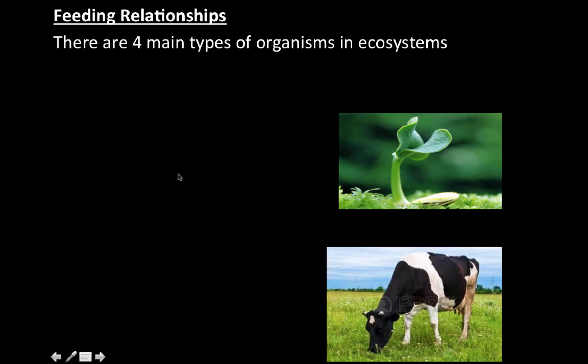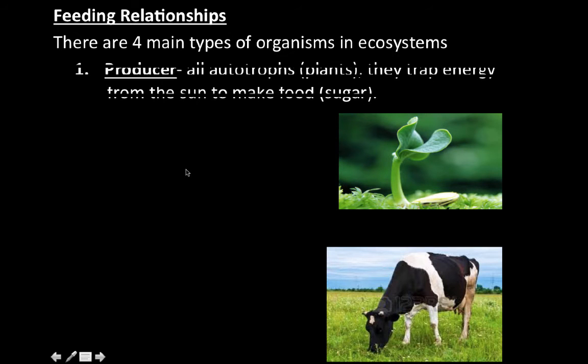So moving on, when we talk about relationships in ecosystems, or feeding relationships, there are four major types or categories of relationships of organisms that we can address here. So we talk about producers. How do producers get their food? Or get their energy, excuse me.